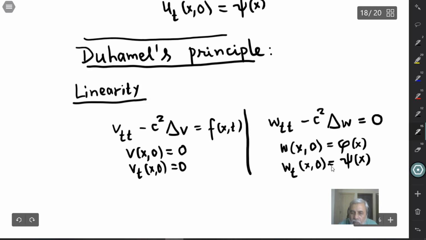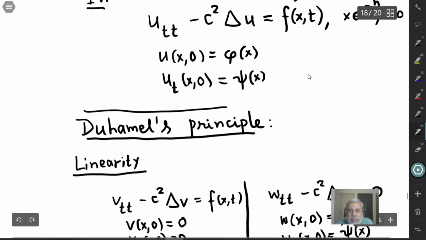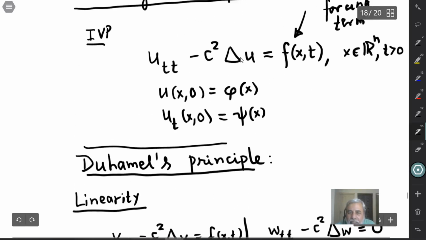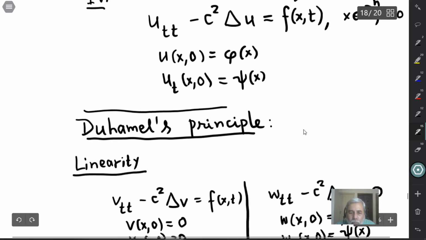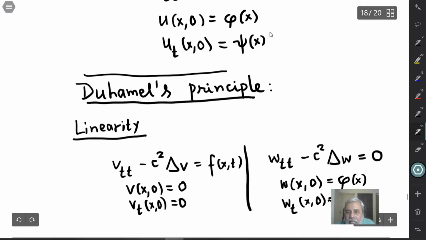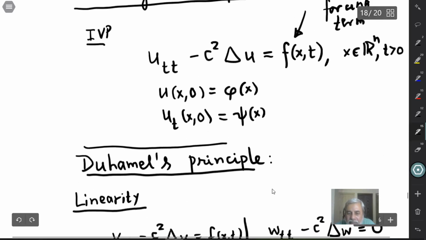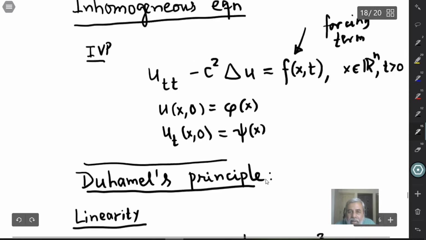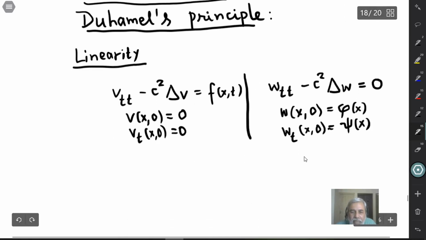So we split the given initial value problem, the inhomogeneous equation with arbitrary initial conditions, into two problems. One, the inhomogeneous equation with zero initial data, and another one, the homogeneous equation with given initial data. So phi and psi appear here, and this is the same as this f. Using linearity of the equation, it's very easy to check that then u is equal to v plus w.